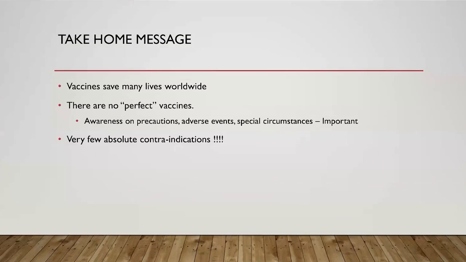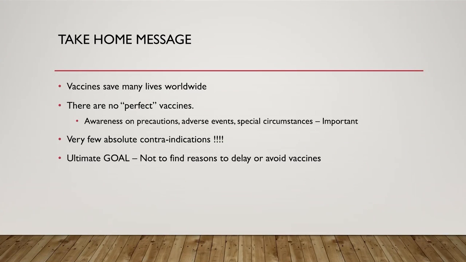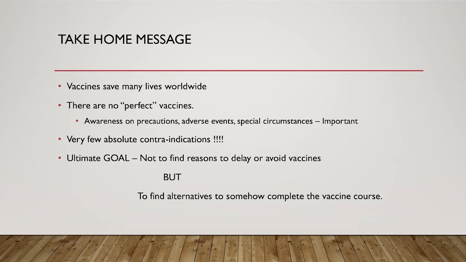But absolute contraindications are very few related to vaccines. Therefore, our ultimate goal is not to find reasons to delay or avoid vaccines, but to find alternatives to somehow complete the vaccine course. Because in our current setup, there are so many excuses given to delay or avoid vaccines, but that should not be our goal. Our ultimate goal is to find alternatives or different ways to somehow complete a vaccine course.